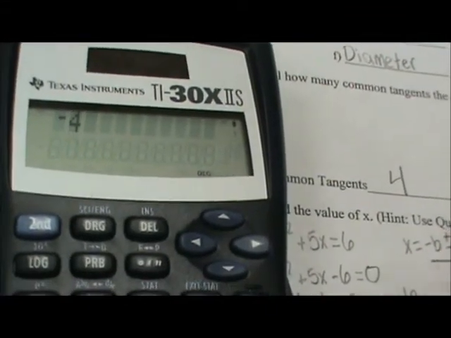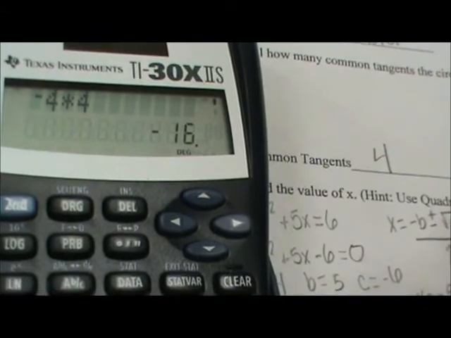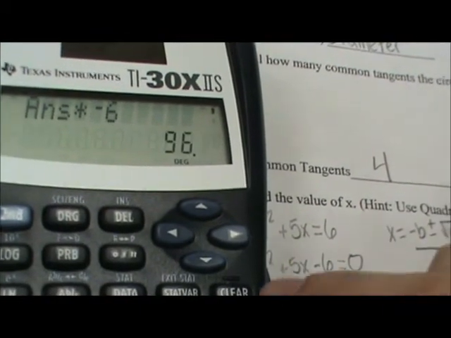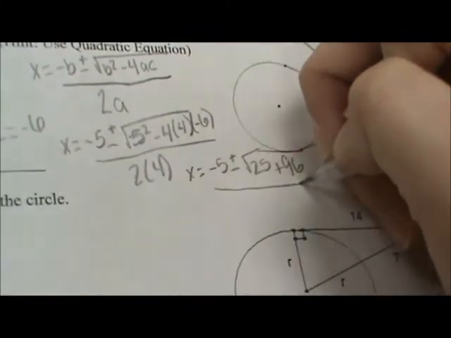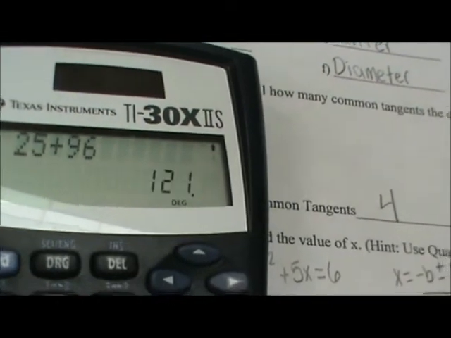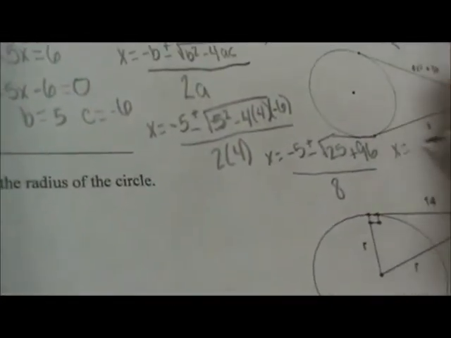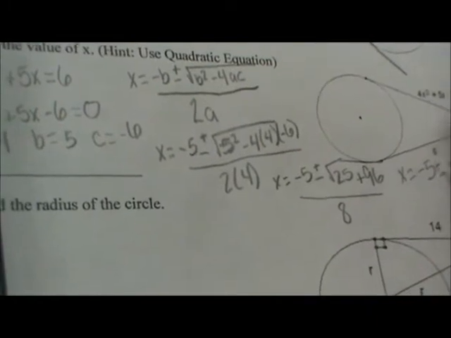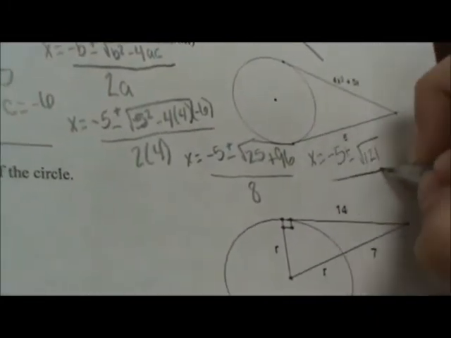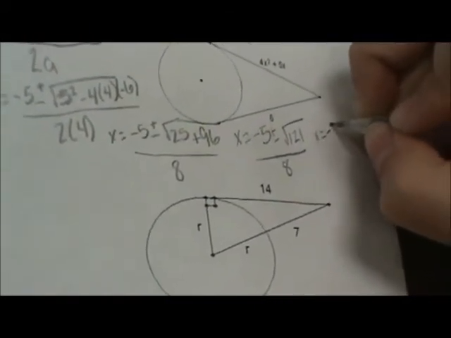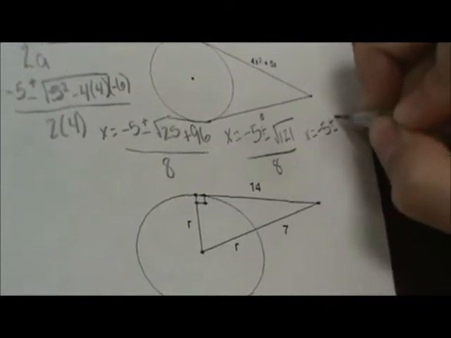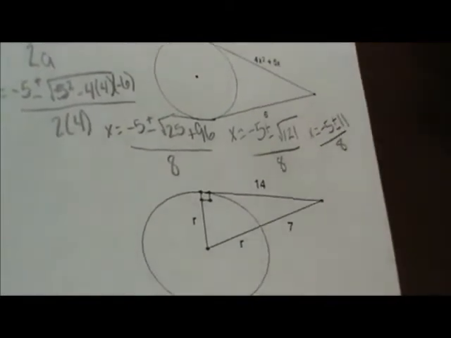minus 96, because you need to multiply all 3 of those numbers together, all over 2 times 4, which is 8. Then when you add 25 and 96 together, you get 121, so x equal to -5 plus or minus the square root of 121 over 8. When you take the square root of 121, you get 11, so you get -5 plus or minus 11 over 8.